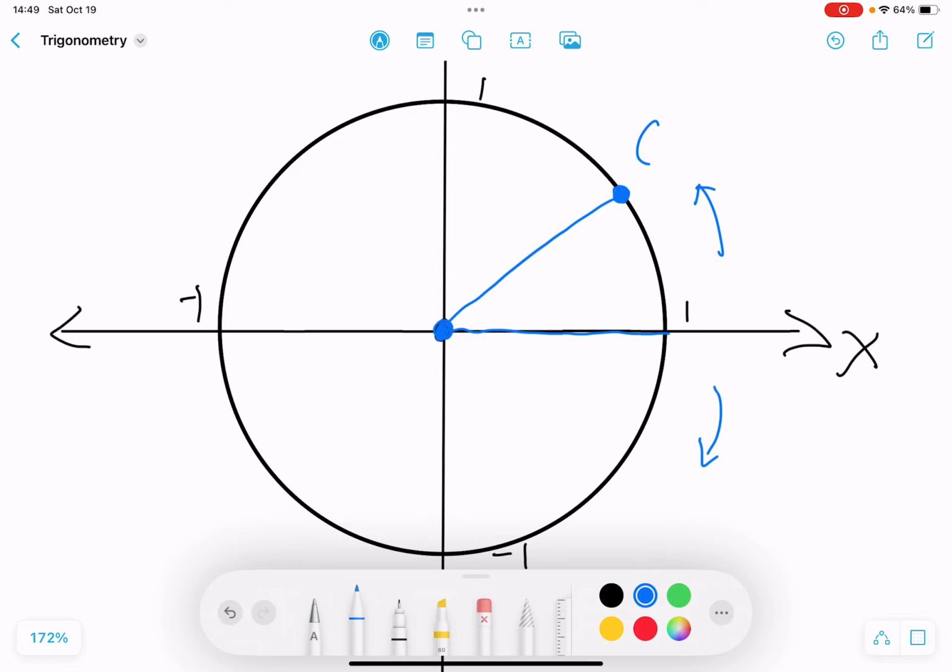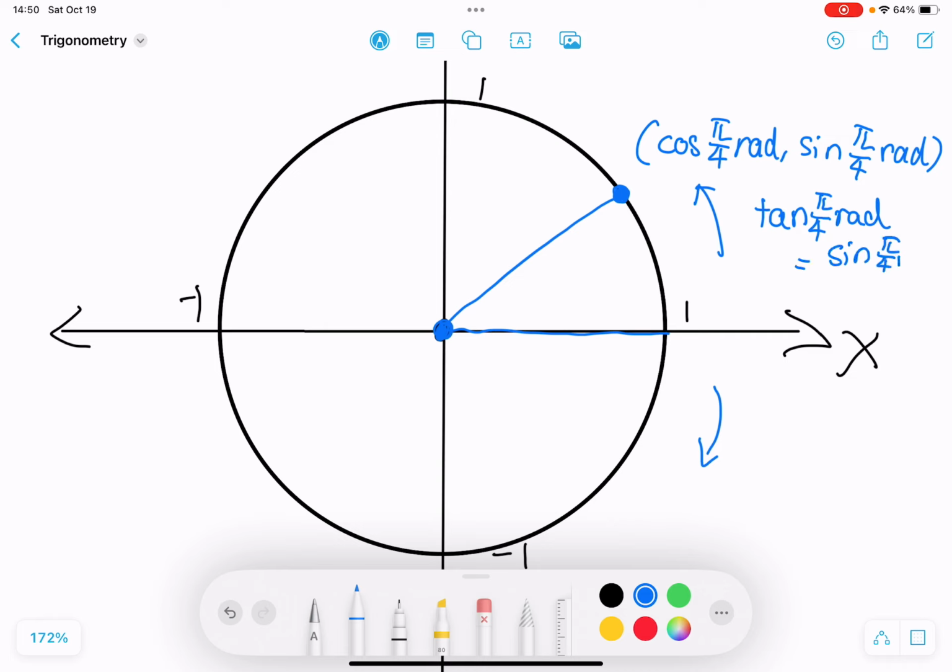So the definition is that the x-coordinate is the cosine value, and the y-coordinate is the sine value. Now, what about the tangent value? After some experimenting, you would realize that the tangent value is just the sine value over the cosine value.